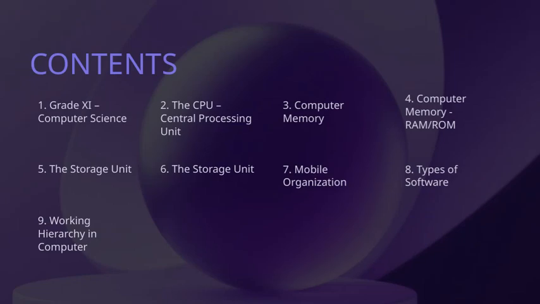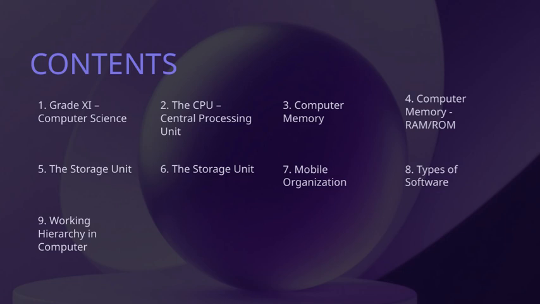Let's explore the different types of software, starting with computer memory, which is essential for how a computer functions. We have RAM and ROM, each playing unique roles in processing and storage. Then, moving on to mobile organization, which refers to how mobile devices are structured and managed. Next, we revisit computer memory, emphasizing its importance in overall system performance. The storage unit is also crucial because it's where data is stored long-term, whether on a hard drive or solid-state drive. We'll look at the working hierarchy within a computer, understanding how different components coordinate to perform tasks efficiently.